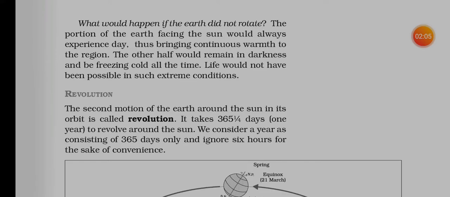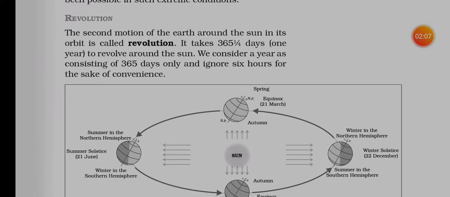Now let's move to the next topic, that is called revolution. As we have read in the previous page, the movement of earth around the sun is called the revolution. Earth takes 365 days and 6 hours to complete one revolution. Because of this, you and I can witness 4 different seasons in a year.